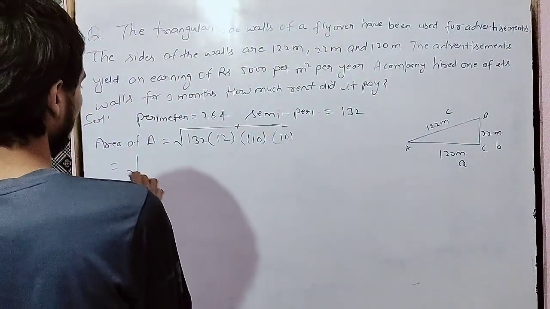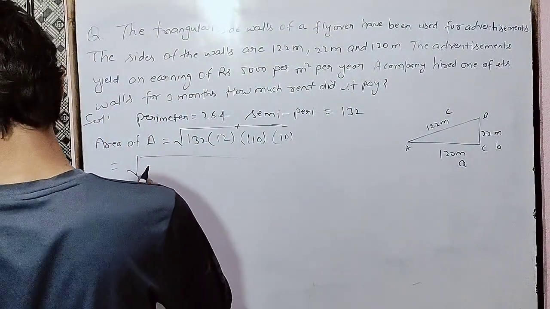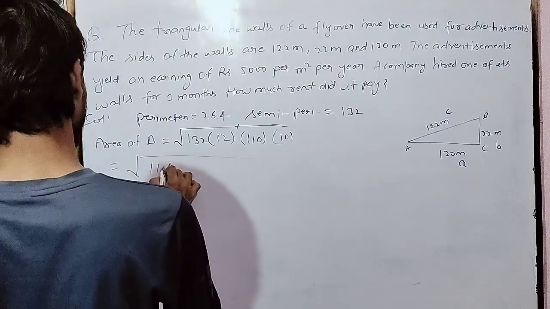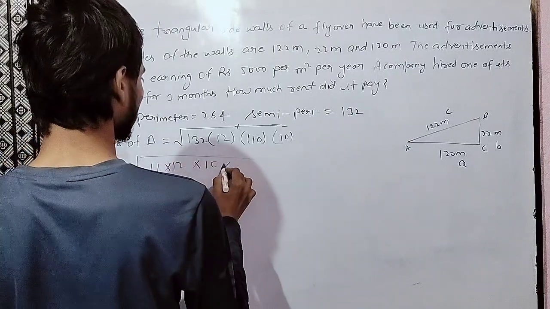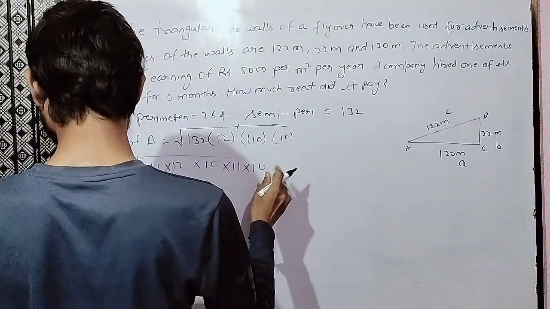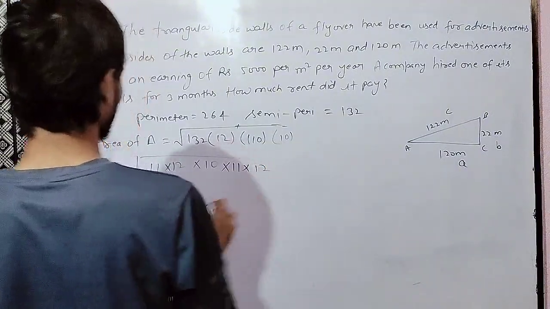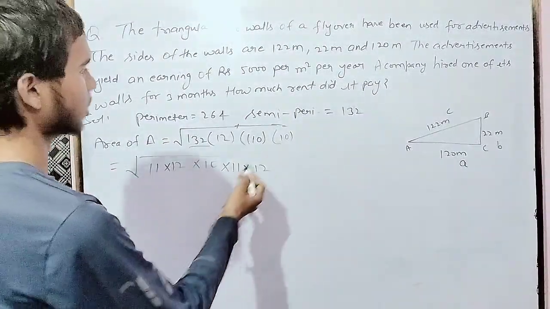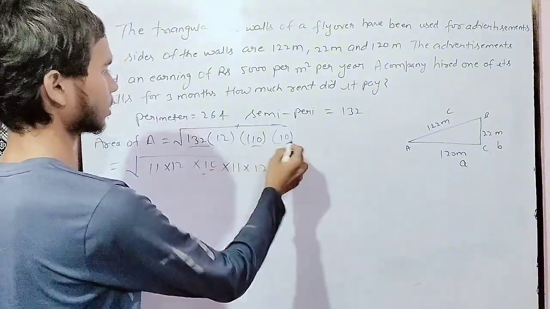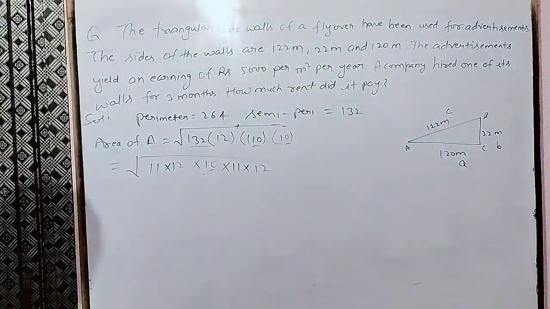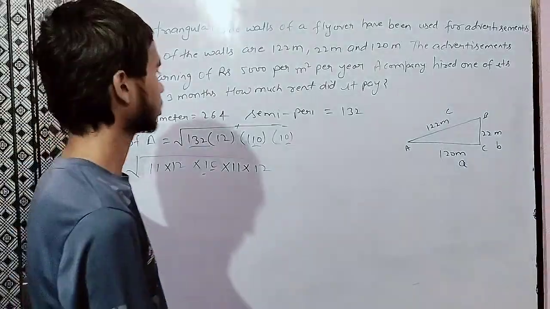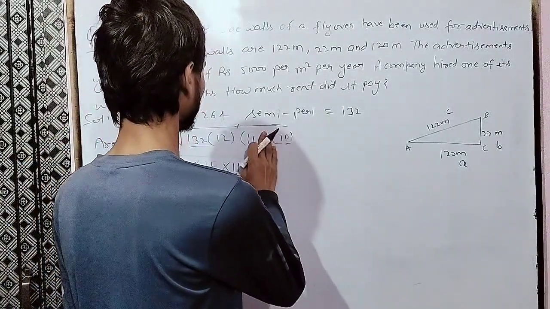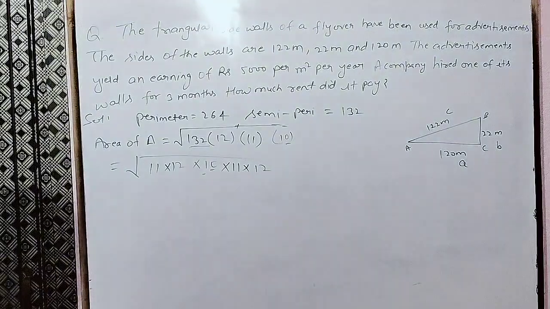Here you can see, now 11 multiplied by 12 will be 132. It was not only 11, it was 11. Now I can solve it in my way.